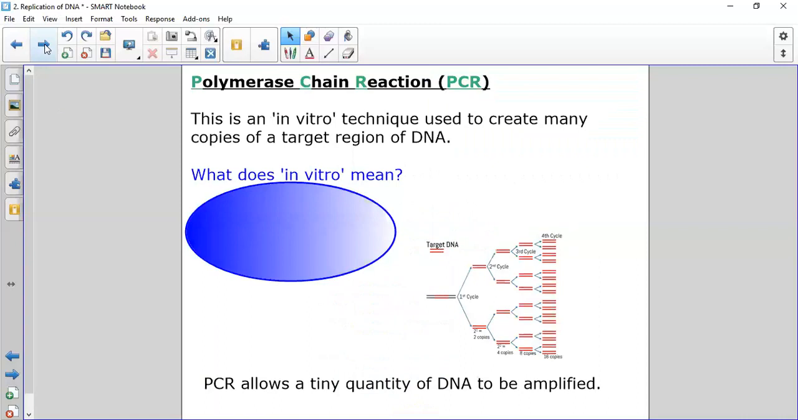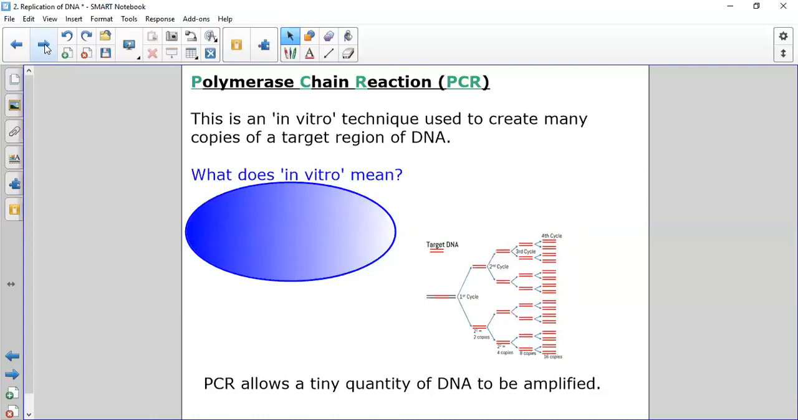the sort of second big part of this unit is something called the polymerase chain reaction. Now it's just shortened to PCR, right? Just like we have DNA. Is there a nice easy short way of saying deoxyribonucleic acid? We have PCR, polymerase chain reaction. And this is an in vitro technique used to create many copies of a target region of DNA. So it's like a version of DNA replication, but it's in vitro.